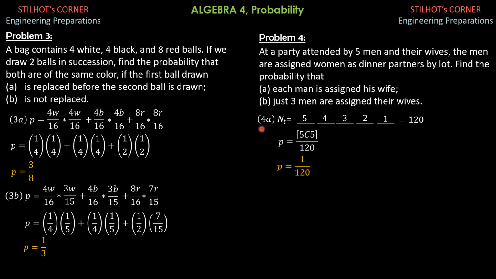For 4B, just 3 men are assigned their wives, so 5 combination 3. So any 3 men from the 5, that's 5 combination 3 over 120. And that is equal to 10 over 120, or 1 over 12.